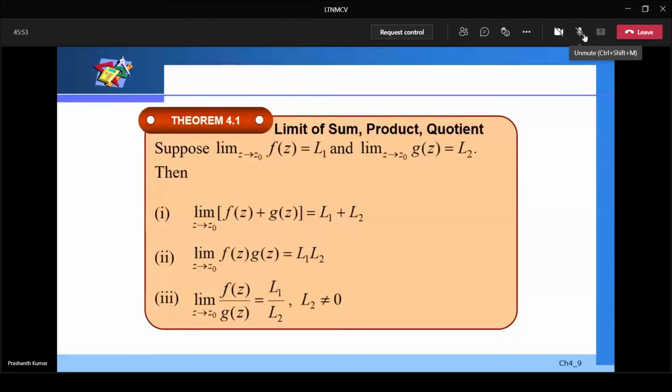Next, limit of sum, product, quotient. The same thing as in real valued functions. What properties we have there, the same properties we are applying in the complex plane also.